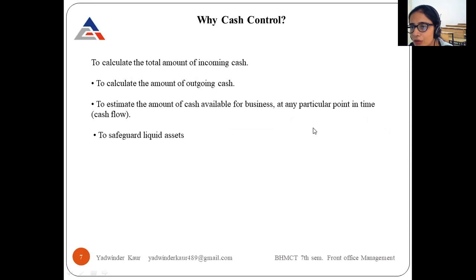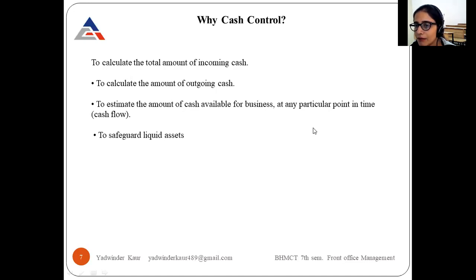Why cash control? To calculate the total amount of incoming cash, right? To calculate the amount of outgoing cash, whatever cash is coming in your front office and outgoing cash, right? To estimate the amount of cash available for business at any particular point in time, the cash flow, to safeguard liquid assets.